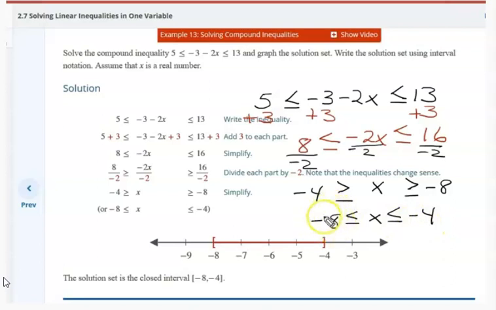The smaller value is on the left, the larger value is on the right, and there is the proper graph, and you've selected, in this case, 2 brackets, and then an interval notation right from the graph or from the algebraic expression. And that will wind this up.